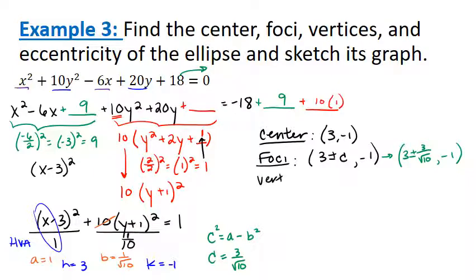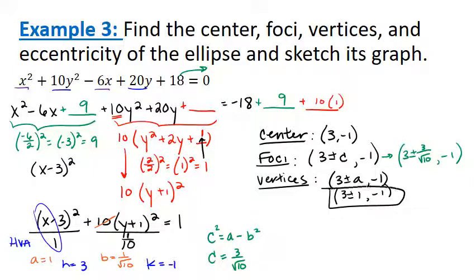The vertices will be 3 plus or minus A, comma, -1. And 3 plus or minus 1, comma, -1. Or that's what it is after I plug in A. Sorry about that. If you want to write this as actual ordered pairs, fine. That will be 4, comma, -1 and 2, comma, -1.